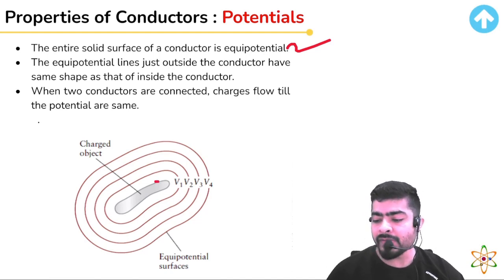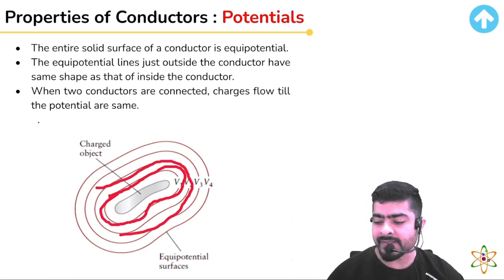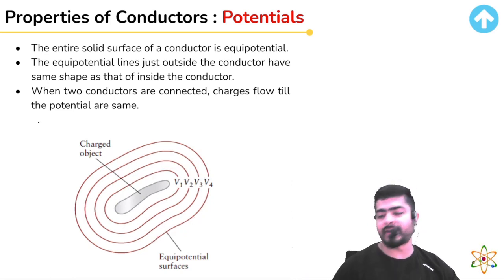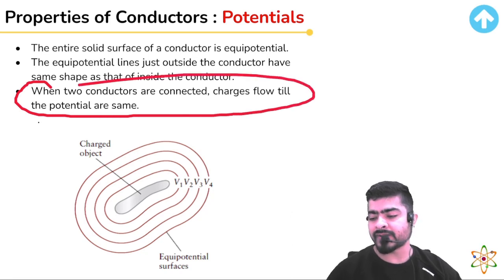Now, suppose this is your conductor, right? So outside the conductor, we will get more equipotential surfaces like this. Okay? Great. Then one more last point.